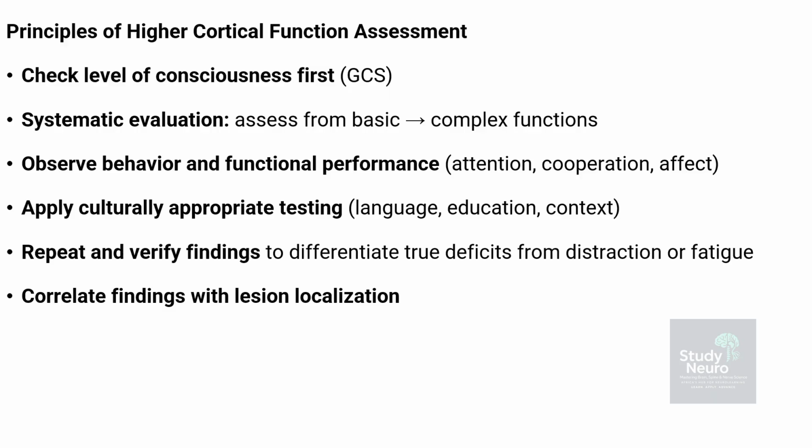When assessing higher cortical functions, the first priority is to establish the patient's level of consciousness. If alertness is impaired, more detailed cognitive testing may not be reliable, so this must be clarified before proceeding. The assessment should then follow a logical, stepwise approach, moving from simpler functions to more complex ones. Throughout the examination, careful observation is just as important as formal testing. How the patient pays attention, cooperates, and responds emotionally often provides valuable clues about underlying cognitive function.